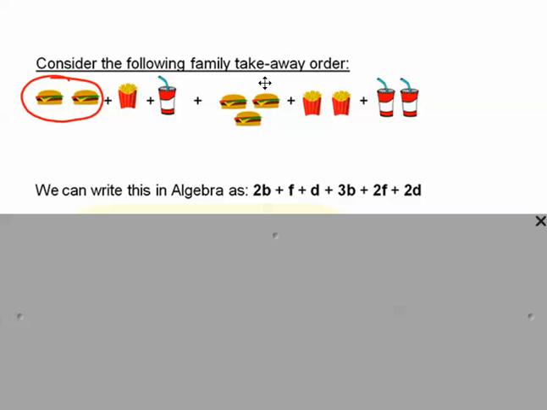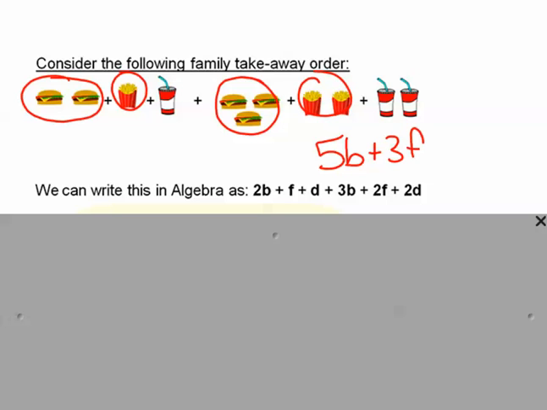Couldn't I combine my burgers together? So I've got 2 burgers here and 3 burgers here. So isn't that just 5 burgers? And then my fries, couldn't I combine those together? So I have 3 fries, and I could combine my drinks together. So I want a total of 3 drinks. All right. So that's just combining like terms. I'm combining the things that are similar.